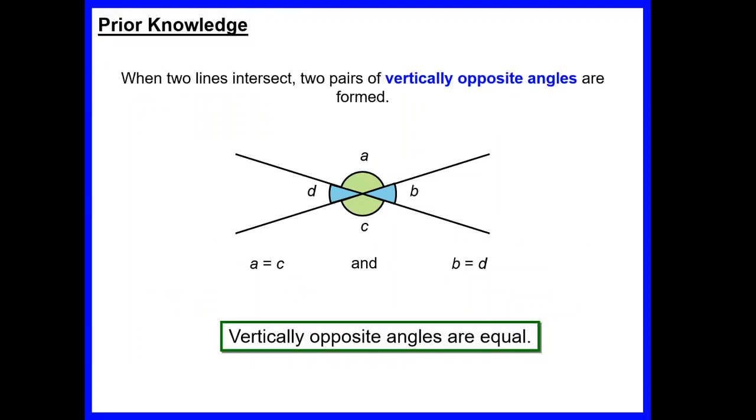So remember, vertically opposite angles are formed where we have two straight lines that cross over. At that intersection it forms four angles, and we have two pairs, so A and C, D and B are equal to each other, and we say that vertically opposite angles are equal. Make sure you're happy with those three rules before we move on. We will be using those during today's lesson.